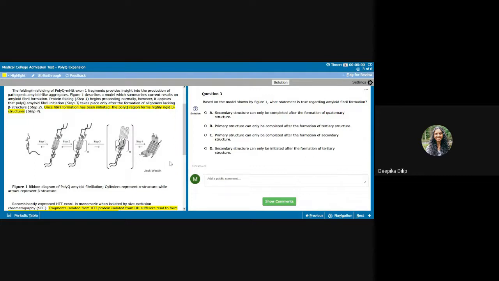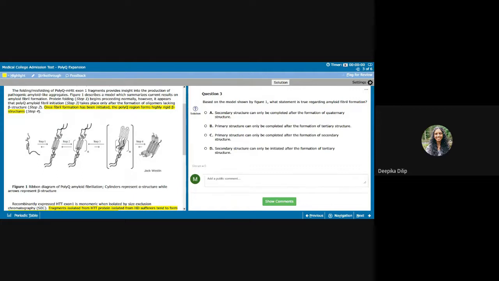Primary structure can only be, well, even without just looking at this, primary B doesn't make sense. I'll still look at it, but B and C don't even make sense in general. Let me go back. Okay.